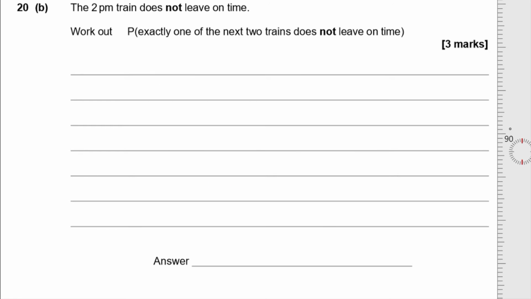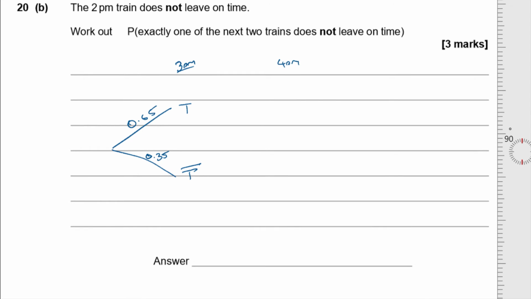Part B says the 2 p.m. train does not leave on time. Work out the probability that exactly one of the next two trains does not leave on time. Okay, so we know that the 2 p.m. train does not leave on time. So that means that the next train, the 3 p.m. train, has a probability of leaving on time of 0.65, isn't it? Because we know that the train before it did not leave on time. So the probability that it doesn't leave on time is 0.35.